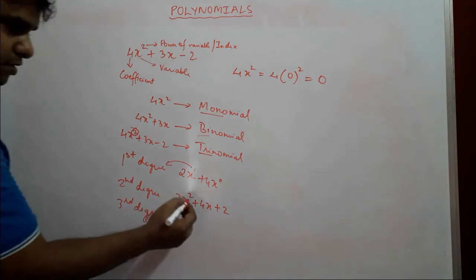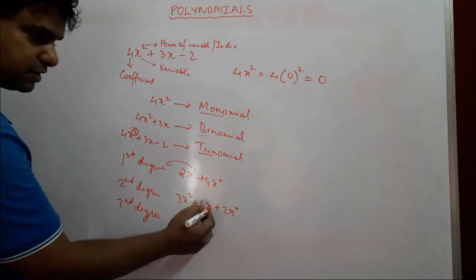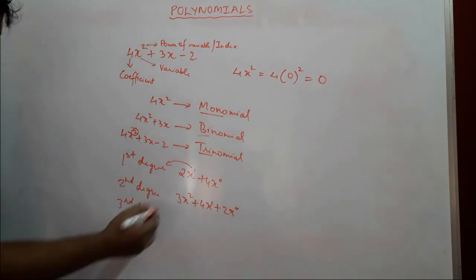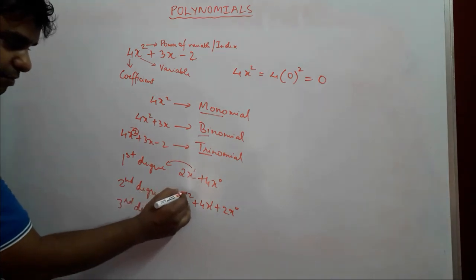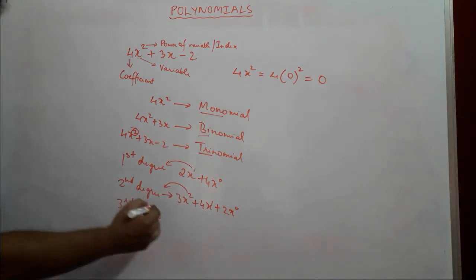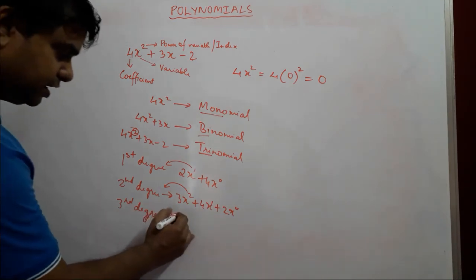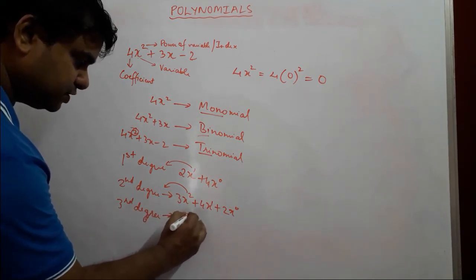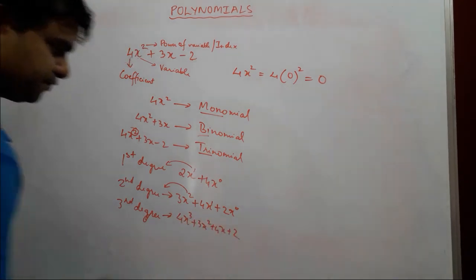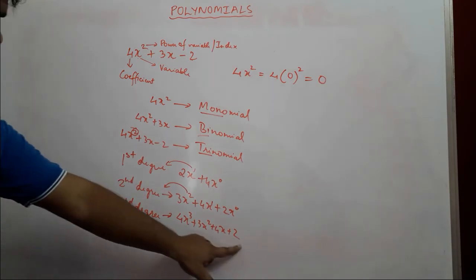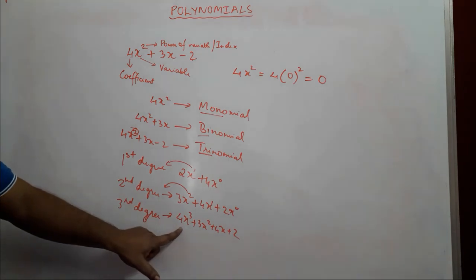Here 2 has x raised to 0 and here 4x means x is raised to 1, but the highest one is x raised to 2, which means it is a second degree polynomial. Similarly, to show you an example of third degree, we can take 4x raised to 3 plus 3x square plus 4x plus 2. Here the highest degree of this particular polynomial is 3. Hence this will be called a third degree polynomial.